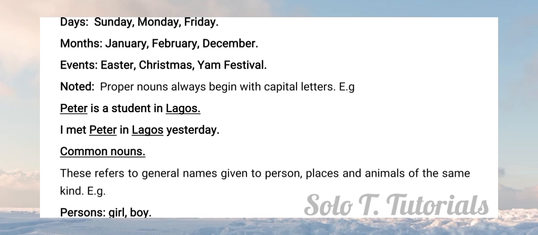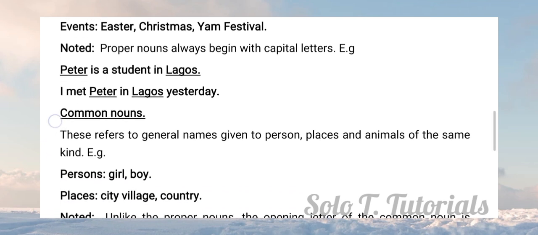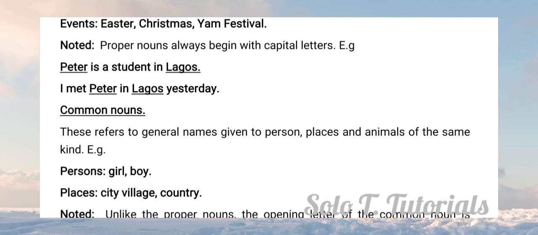The second sentence here says, I met Peter in Lagos yesterday. If you look at the second sentence, both Peter and Lagos appear in the middle of the sentence. But instead of being in small letters, they are in capital letters. Why? Because they are proper nouns. So that is why I say a proper noun always begins with a capital letter. So now let's go to common nouns.